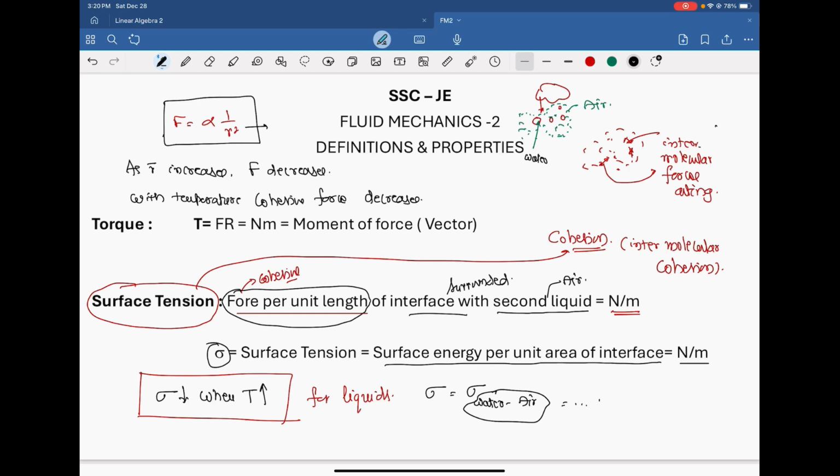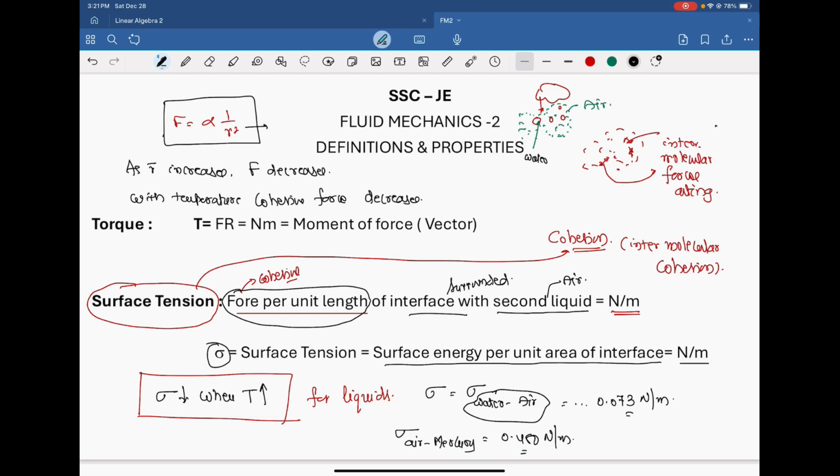It is 0.073 Newton per meter. And sigma air mercury. For example, they are not water droplets, but droplets of mercury surrounded by air. Then that value will be 0.480. These are all approximate values I have given you.